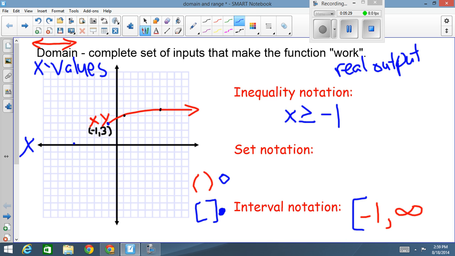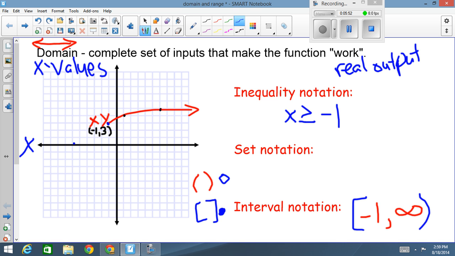And when we have an infinity, we always approach infinity, but we never actually touch infinity. So we aren't going to include infinity, we're going to approach it, so for that reason we'll use a parentheses. And you're going to use a parentheses anytime you see an infinity or a negative infinity. Okay? So now how does this look as set notation?